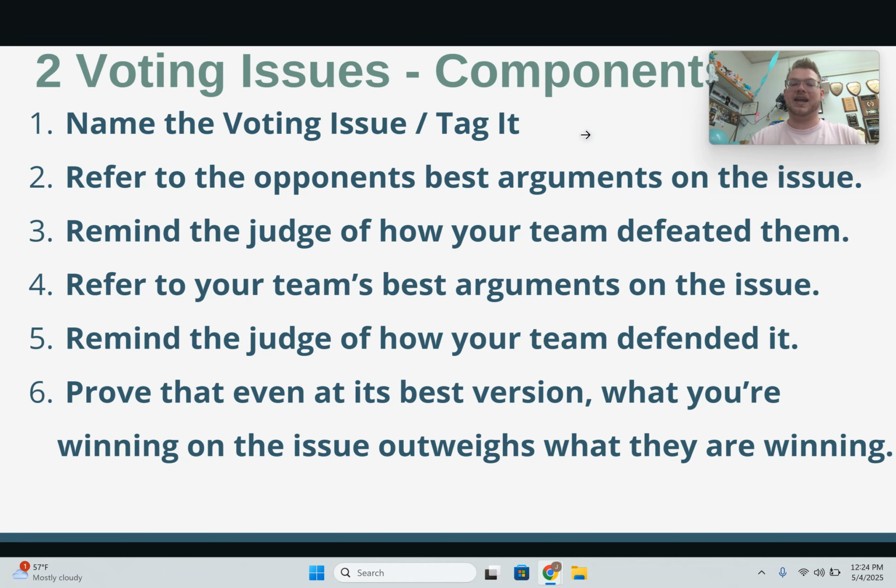So you're first going to name the voting issue or tag it, then you'll refer to your opponent's best arguments on the issue and remind the judge of how your team defeated those arguments. Then you'll refer to your team's best arguments on the voting issue and remind the judge how you defended it against their attacks. Then you'll prove that even at their best version of their best argument on this voting issue, what you're winning on the issue outweighs what they're winning, or what they're winning isn't enough to win your opponents the round, but it is enough to win you the round.